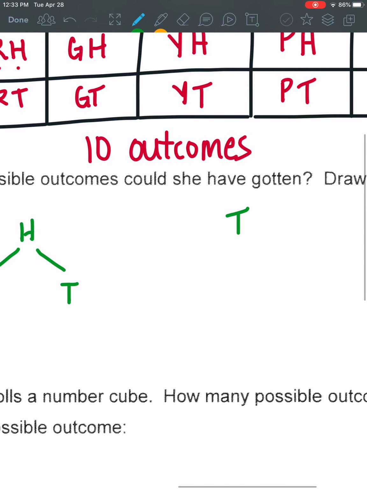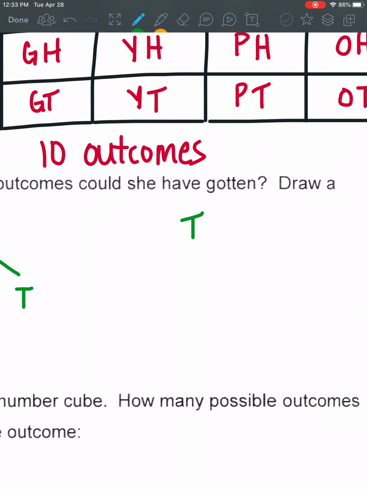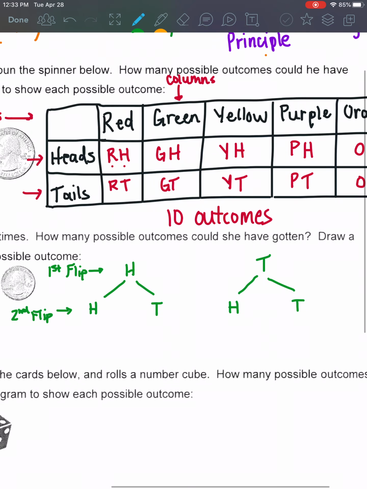Now, let's say actually we flipped a tails on that first flip. So our second coin, what could we possibly get? Well, again, we could get a heads or a tails. And they're all in the same row there. So that's our second flip.